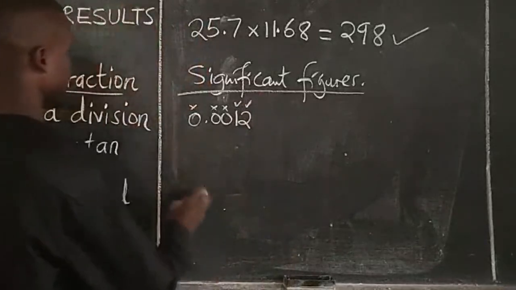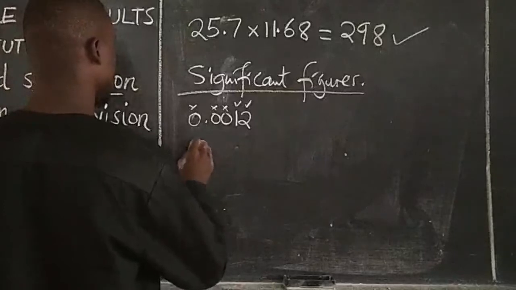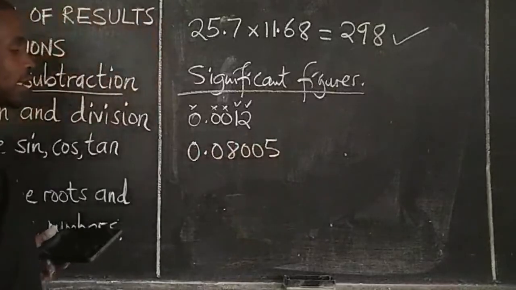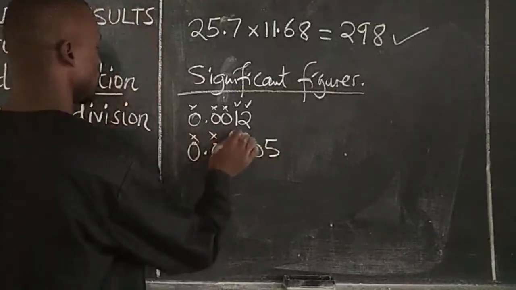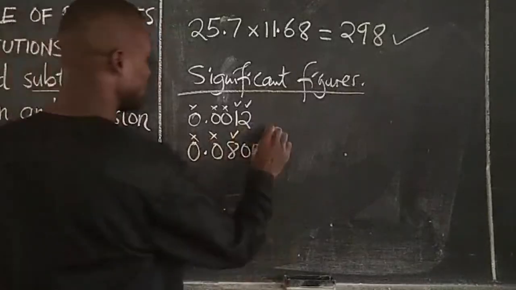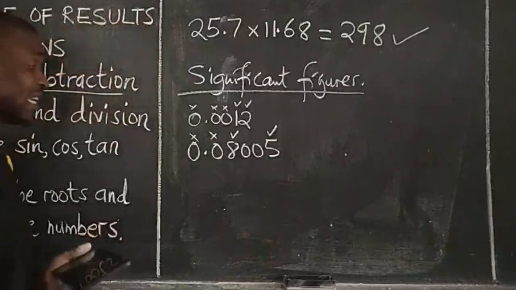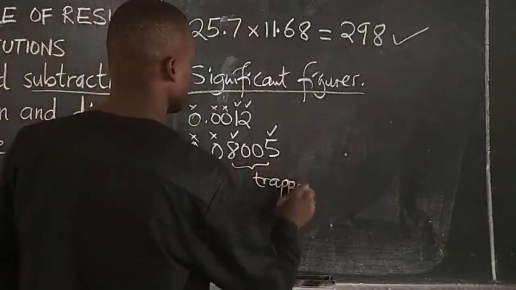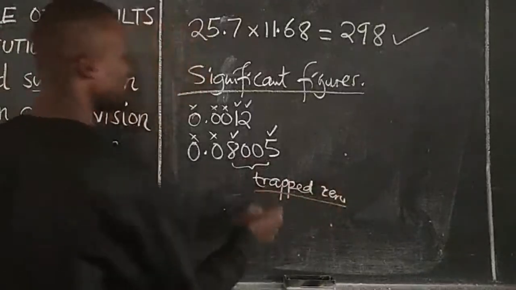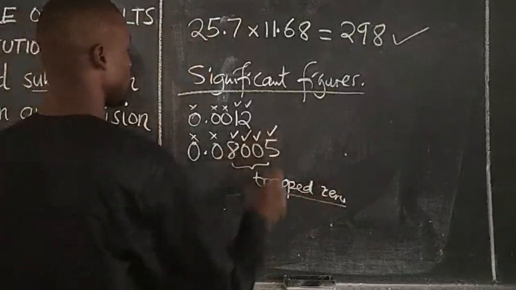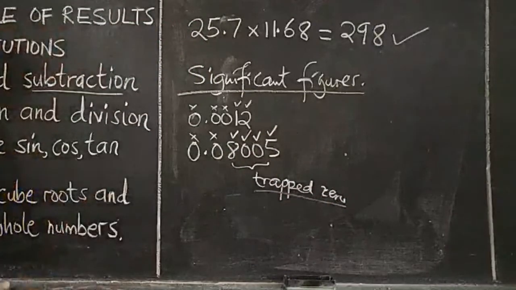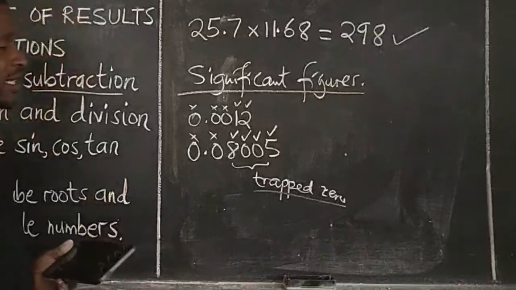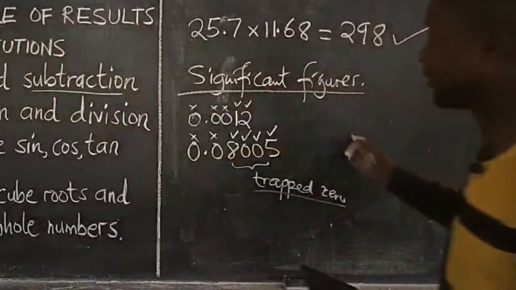Then I may have 0.08005. How many significant figures? This one is not, this one is not. This is a significant figure, and this is also a significant figure, but they are not 2. Now they are what we call trapped zeros. Trapped zeros are significant, so they also become significant. So here we have basically 4 significant figures.